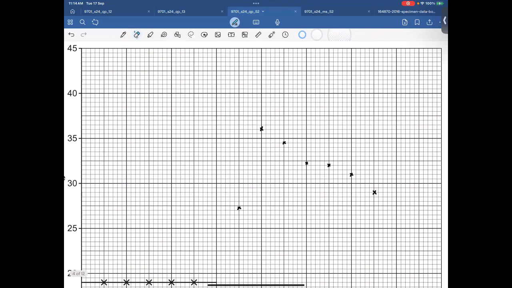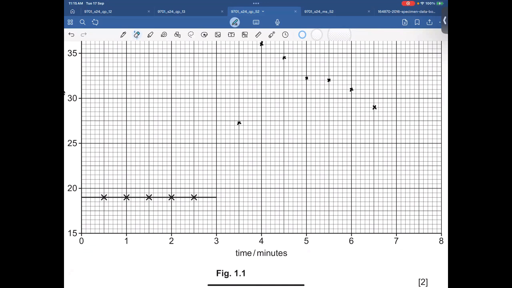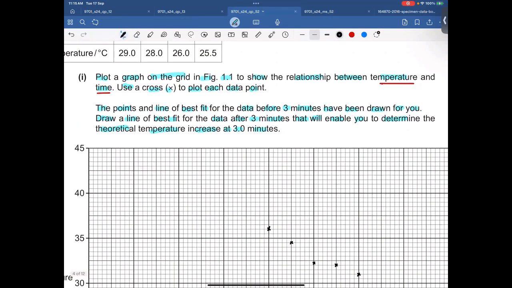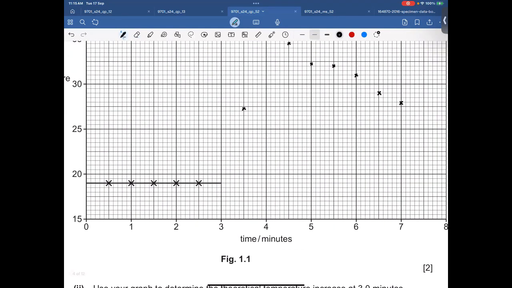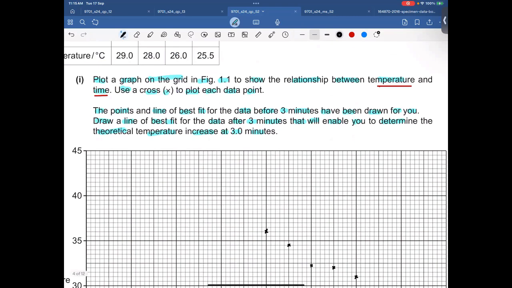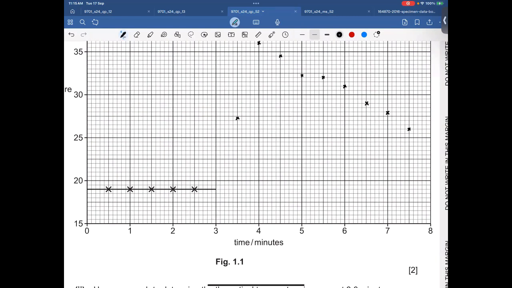Then we have 7, 28, 25, 26, 27, 28. Then 7.5, 26, 25, 26. And then at 8, we have 25.5. Okay.